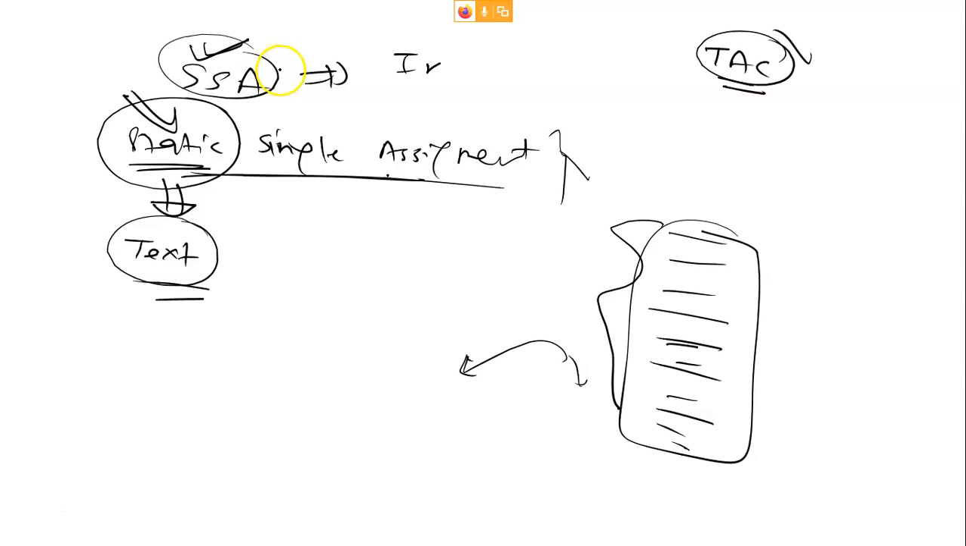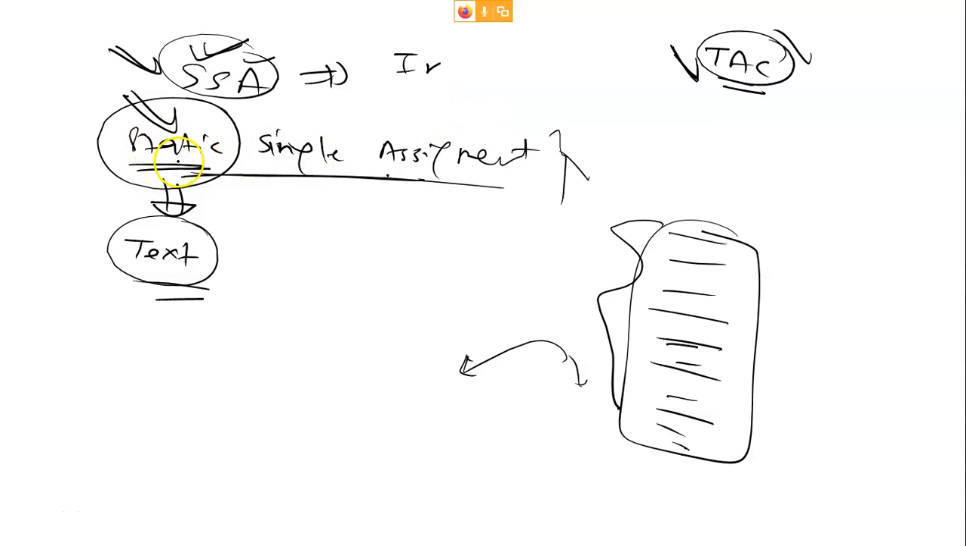Because they are very similar, but actually they are different. This is one possible intermediate representation, and this SSA is another possible intermediate representation. These are completely different concepts, but similar in nature. We will see some similarity.